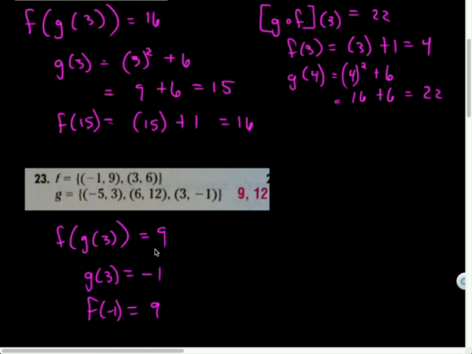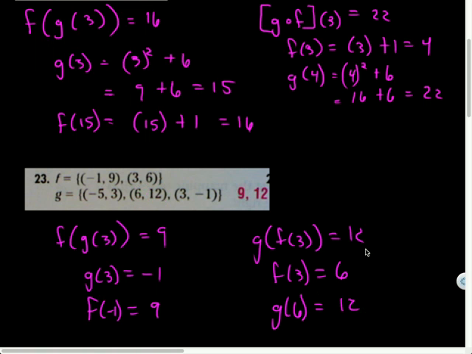So f of g of 3 is 9. And then g of f of 3. So let's figure out what f of 3 is. I plug in 3 for f. The output paired with that is 6. And then I need to figure out what g of 6 is. And when I plug in 6, I get 12. Right? So it's just kind of like following the little chain sequence you're doing. Plug in one, get the output, sort of thing like that.